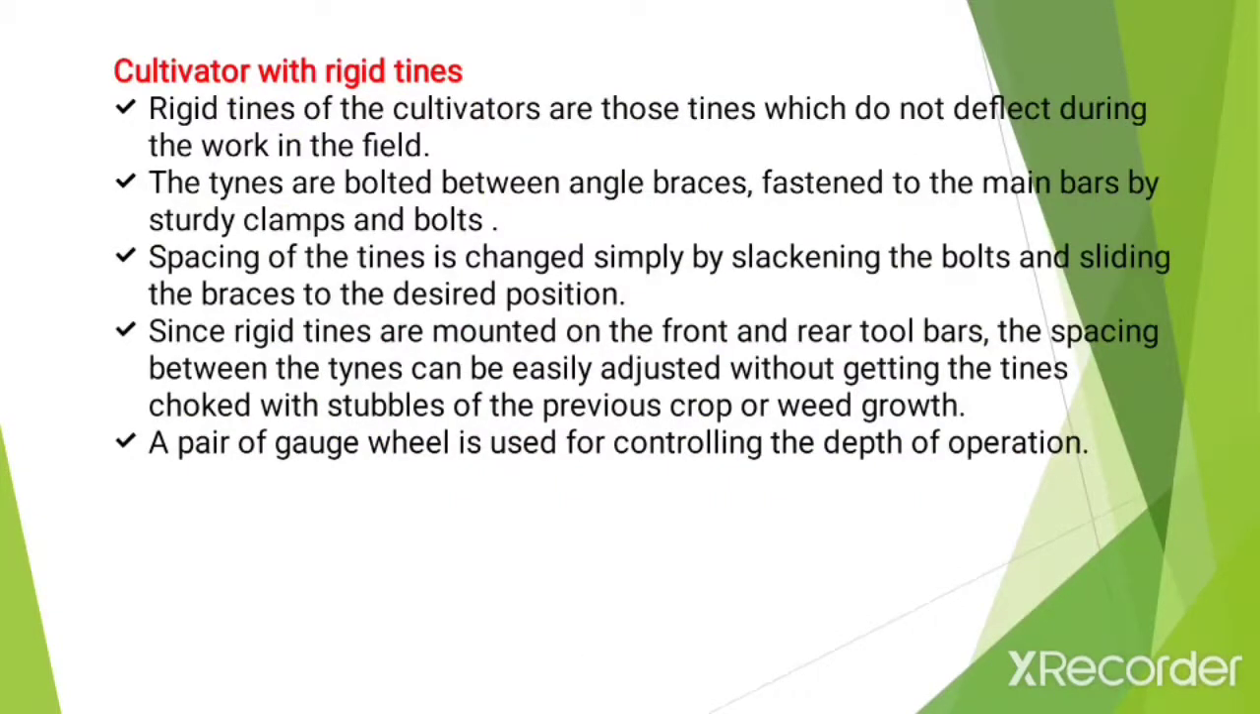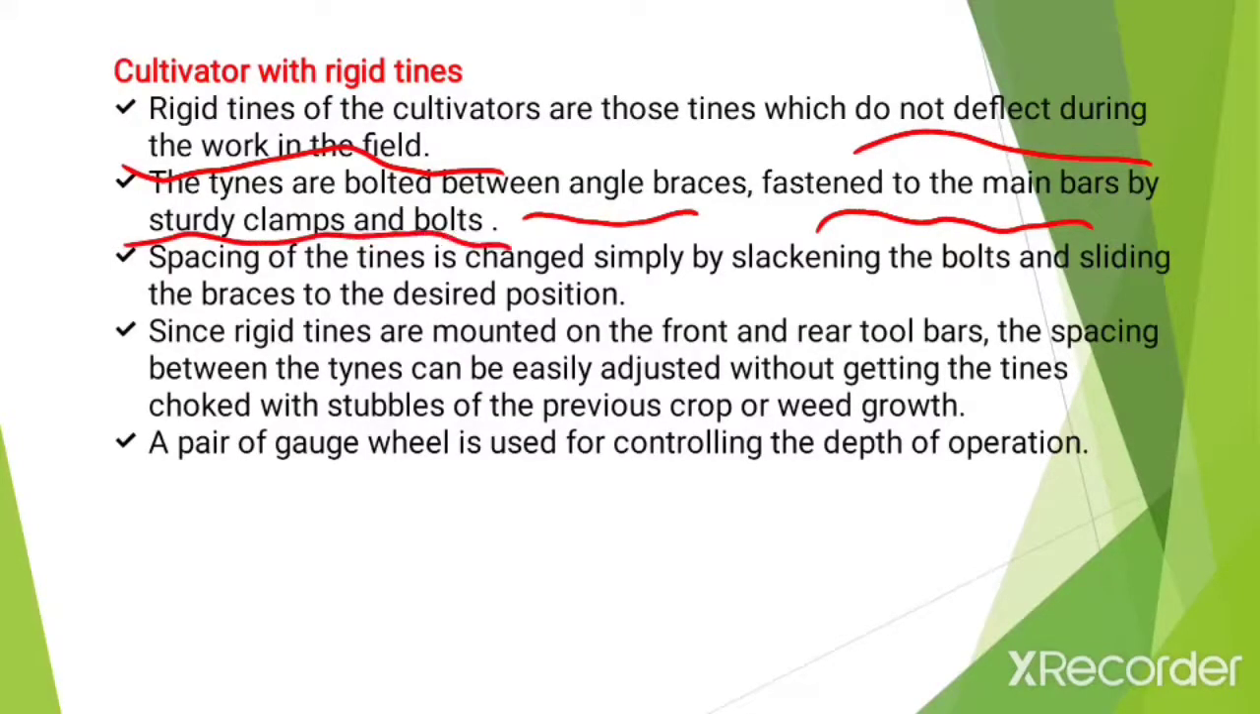Now the next type of cultivator is the cultivator with rigid tines. Rigid tines of the cultivators are those in which tines do not deflect during the work in the field. The tines are bolted between the angle braces, then fastened to the main bars by sturdy clamps and bolts. And the spacing of the tines is changed by simply loosening the bolts and sliding the braces to the desired position.